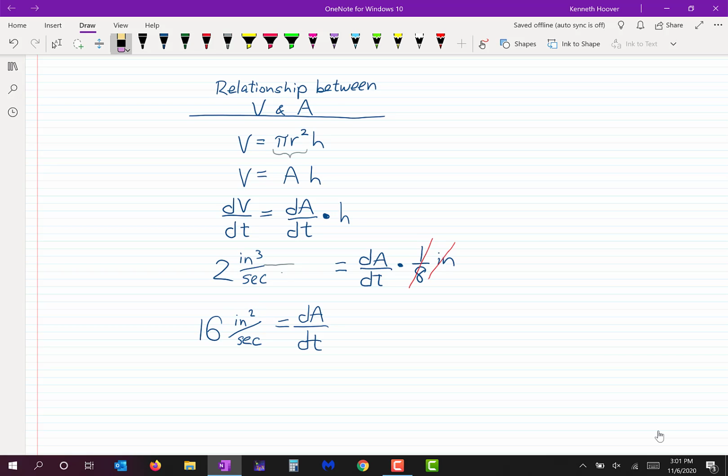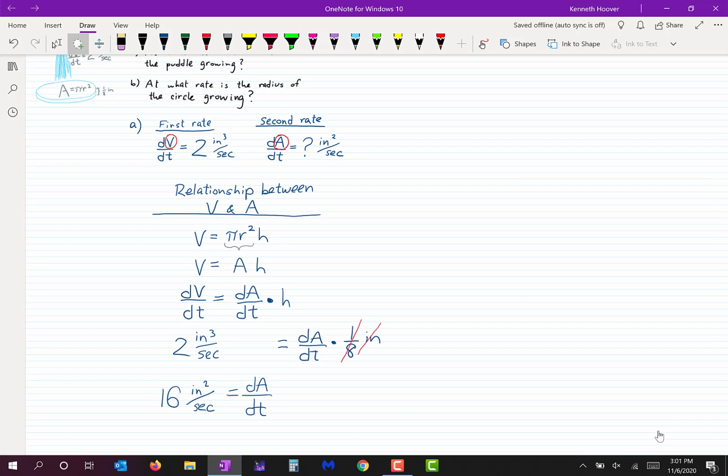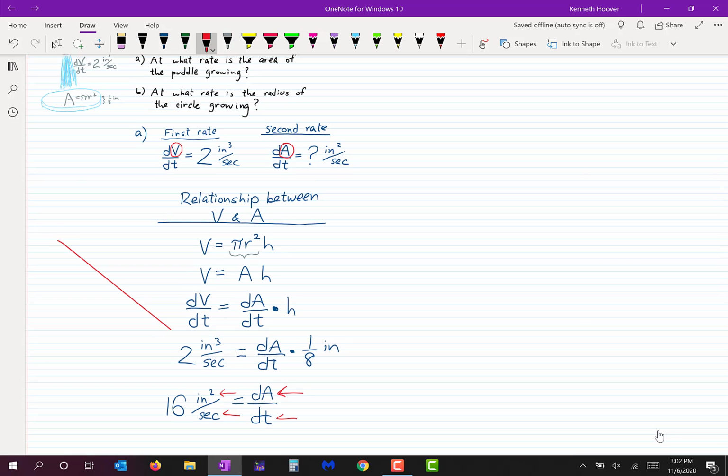Okay? So you don't have to try to figure out what the units should be. Just look at the math and see what the units come out to be. And then I would suggest this. Then look at your answer and see if the units make sense. Well, square inches per second makes total sense, because on top I have area, and area would be measured in square inches. On the bottom I have time, and time would be measured in seconds. Okay?